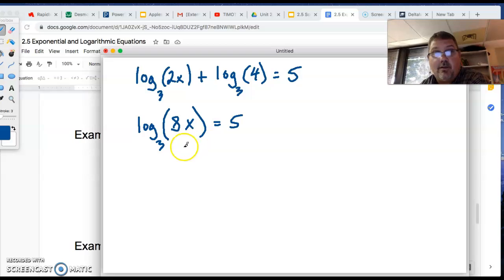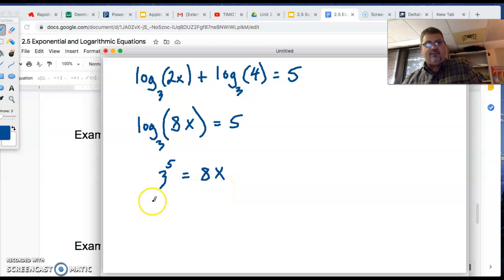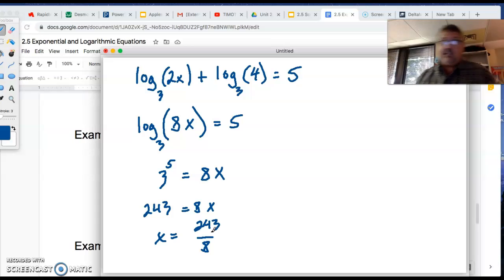All right, now we're going to convert to an exponential equation. That's step 2. 3 to the 5th is equal to 8x. 3 to the 5th turns out to be 243. All right, so x is actually 243 over 8. Okay, so can we check this? I'm not going to check all of these because it just takes a lot of time in the video. But since this video is kind of short, we'll check this one.